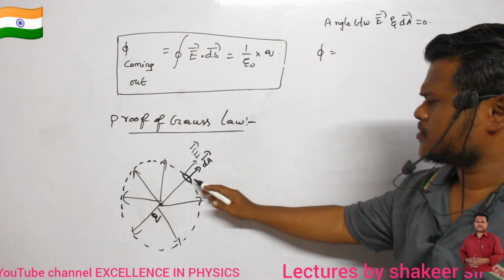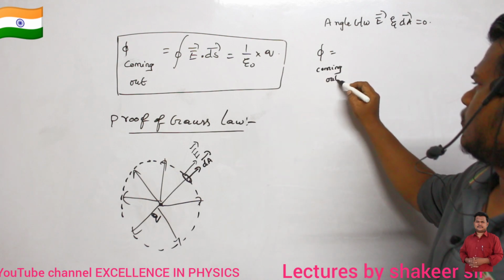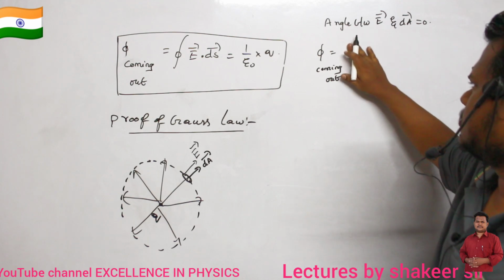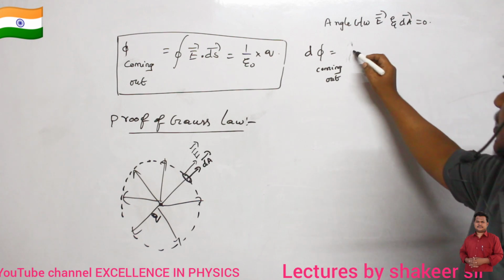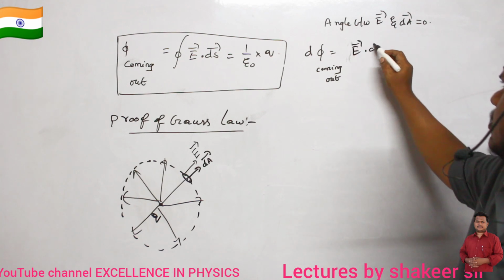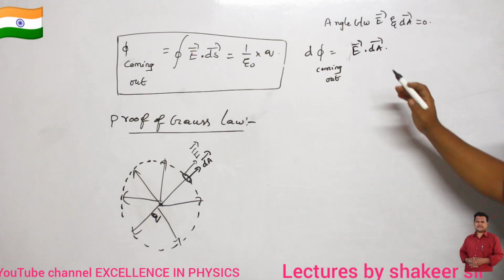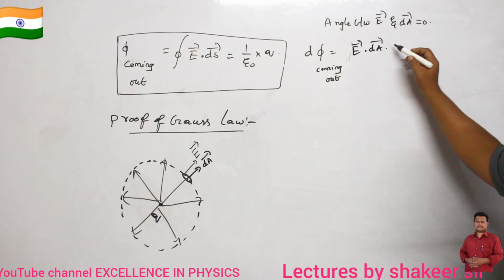So therefore, how can I write the flux? Flux coming out of the small surface. The formula is integration of dφ, the small amount of flux. Clear? So dφ is equal to E dot dA. This is the formula for flux coming out of any surface. Flux is equal to E dot dA.